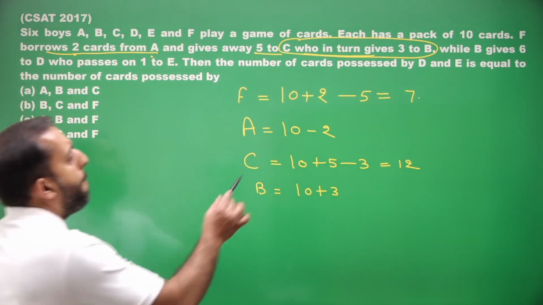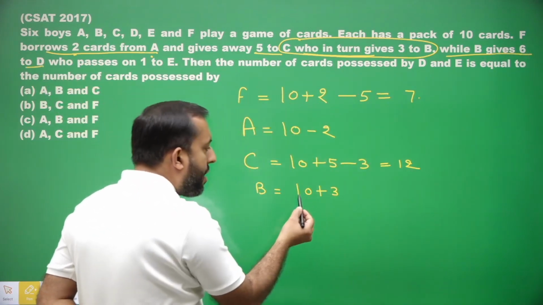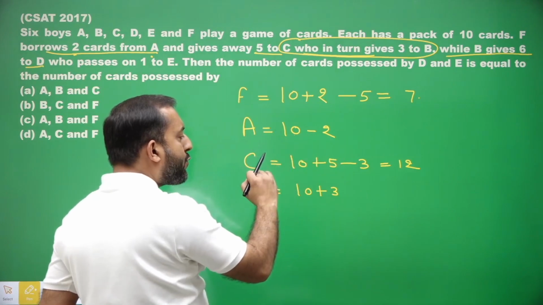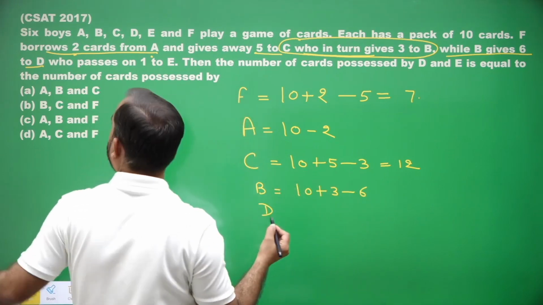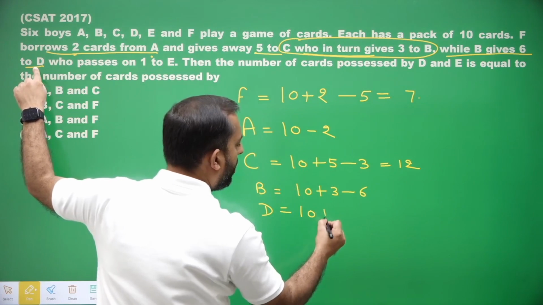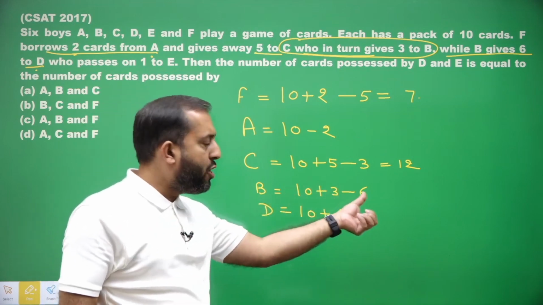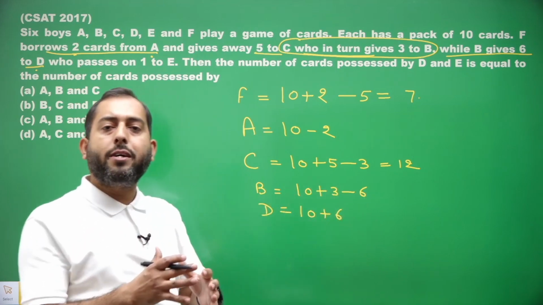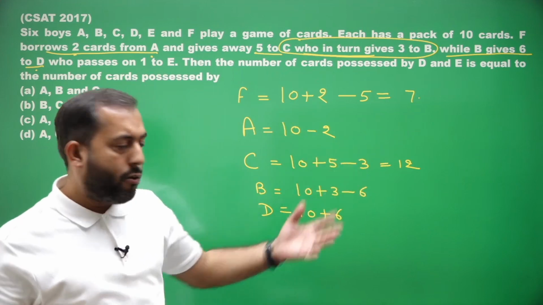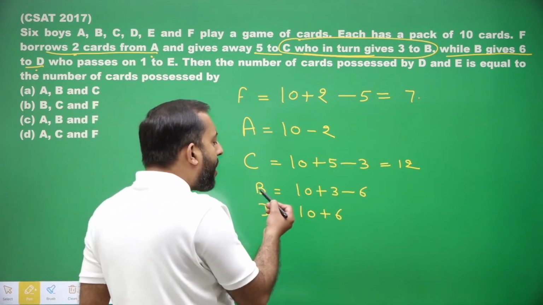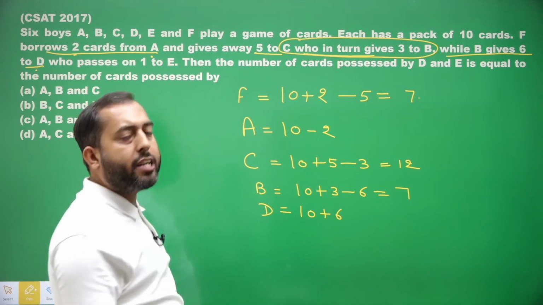Next line is while B gives 6 cards to D. So apart from taking cards from C, B has given 6 cards to whom? 6 cards to D. So number of cards with D must be 10 plus 6. And from the share of B, you will subtract 6. Now every person is taking some cards from another person and giving some cards to another person. So number of cards with B in the end should be what? 7. 10 plus 3 is 13, minus 6 is 7.